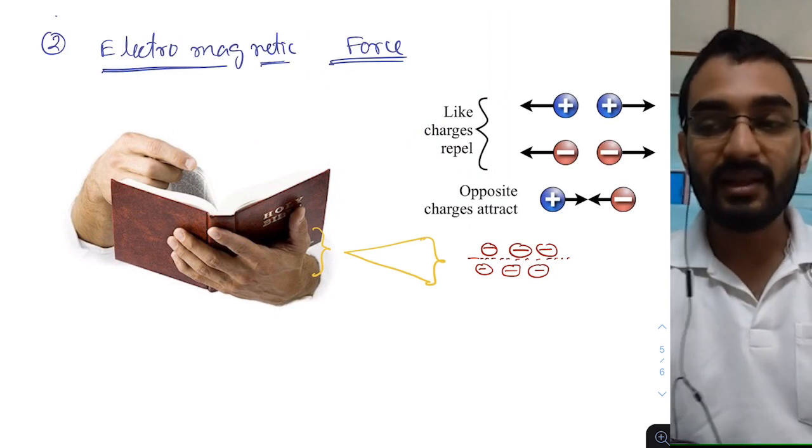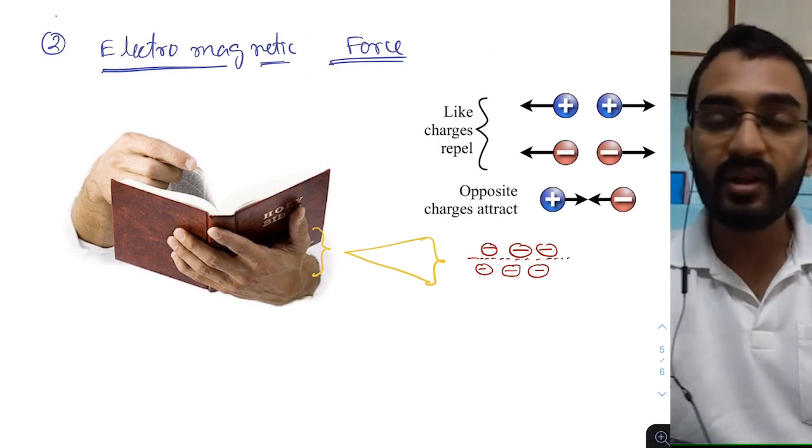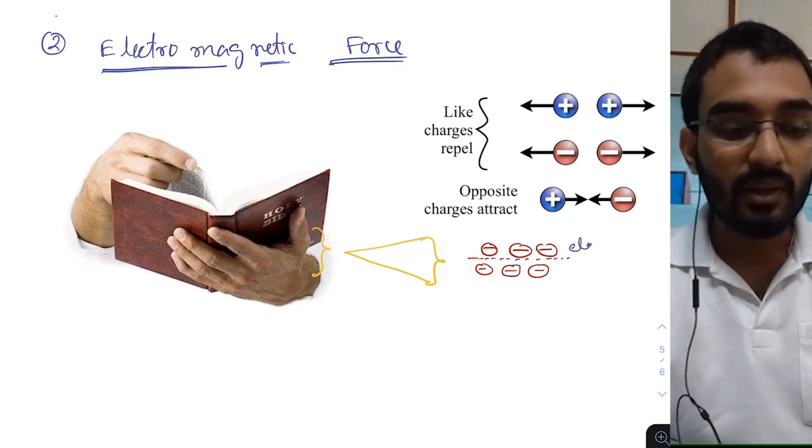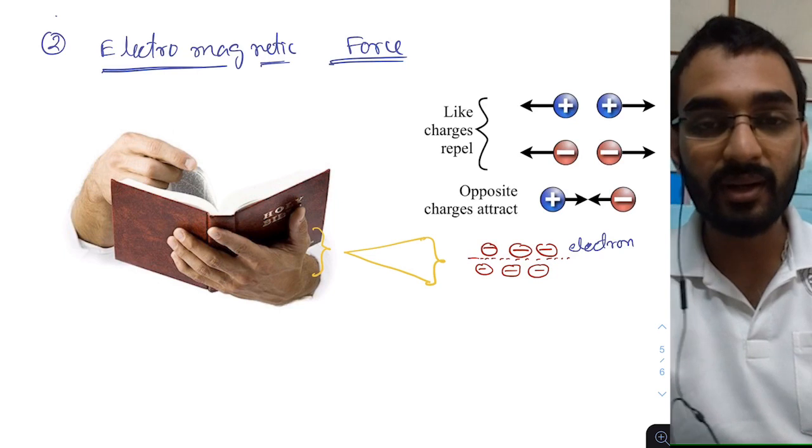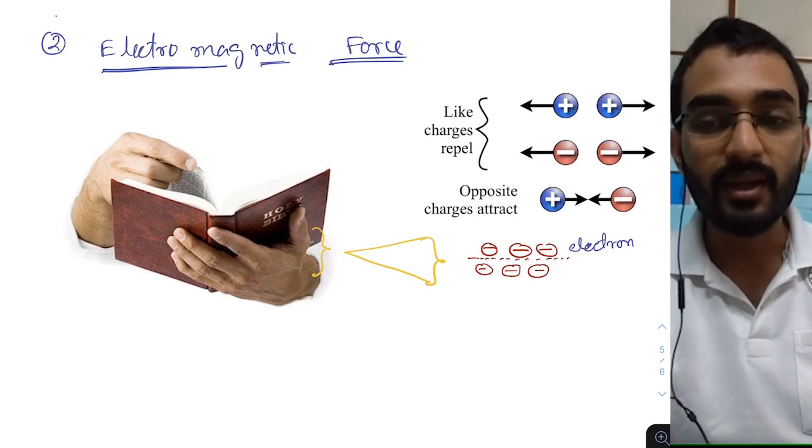Now the electromagnetic force is also a long range force like the gravitational force, but this force is tremendously stronger than the gravitational force.